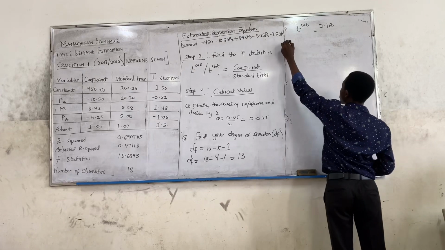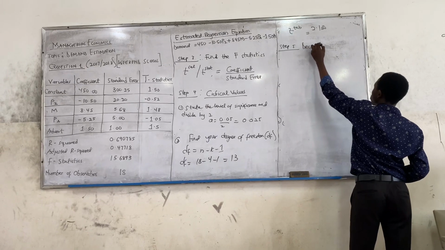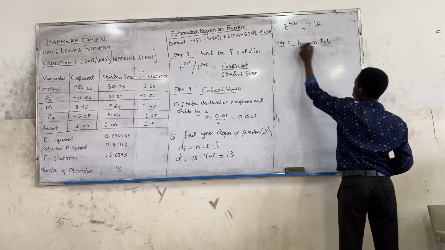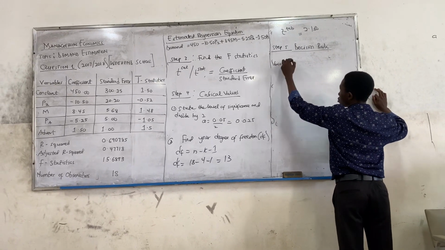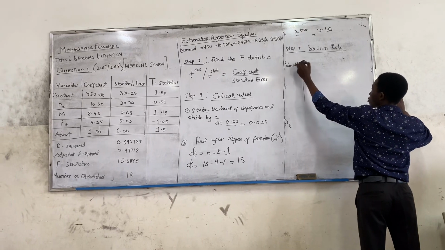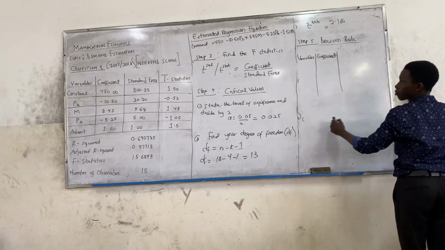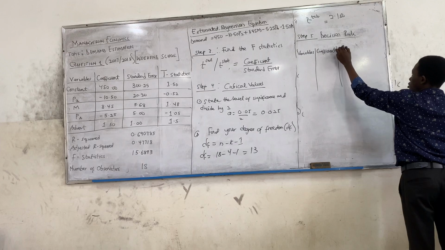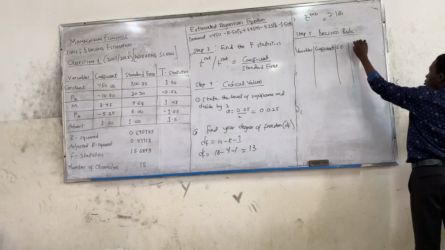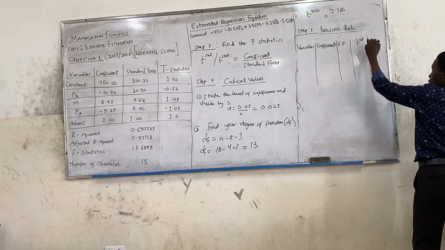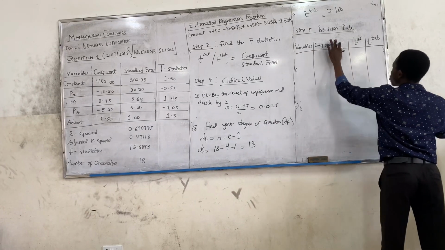So the fifth step, step 5, decision rule. So for the decision rule, we have our variable, we have our coefficient, we have our standard error, we have our t-calculated.